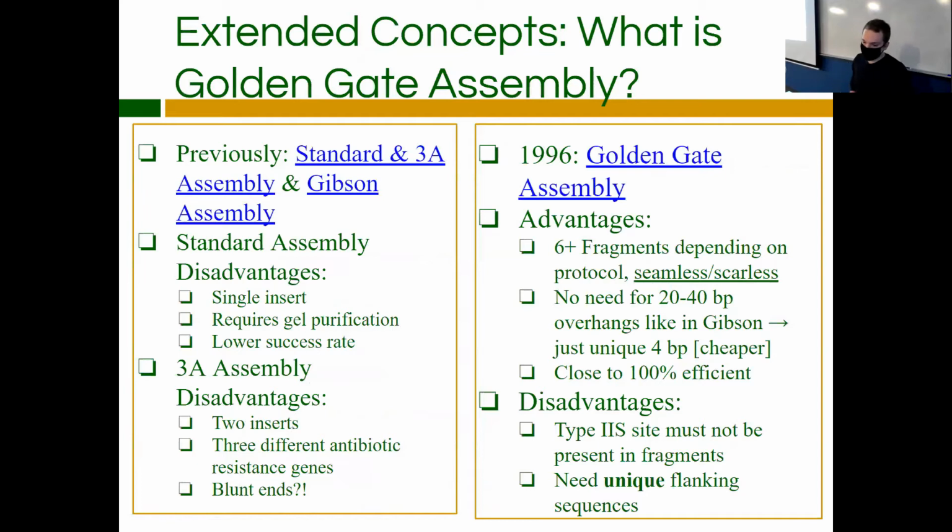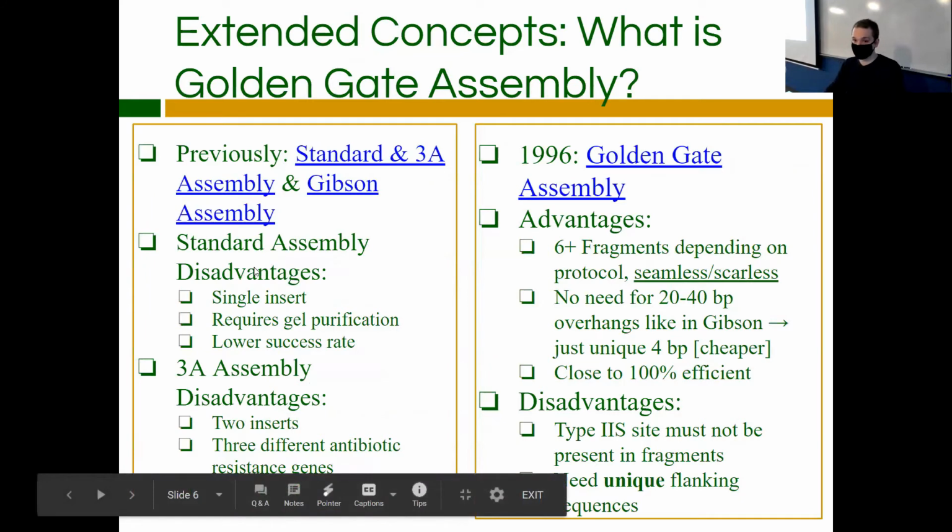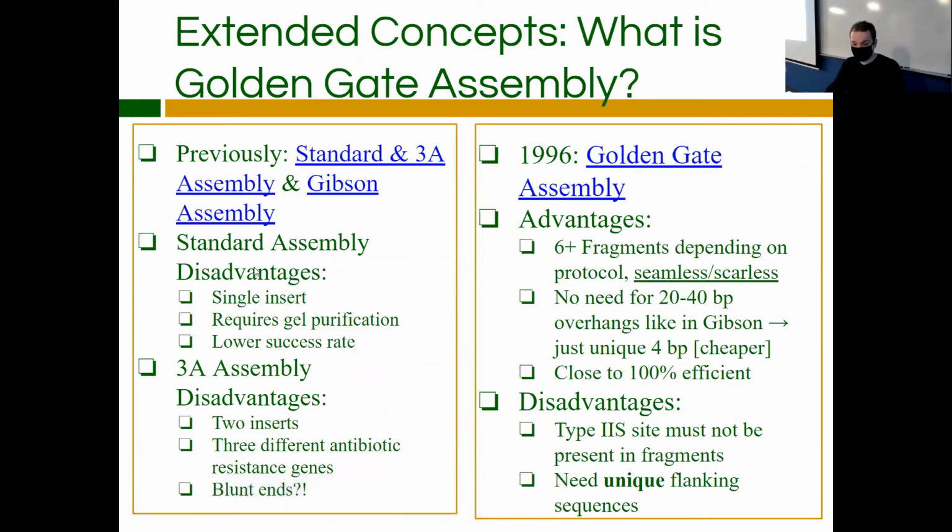Next I want to move on to Golden Gate assembly. This should go by, I would say, pretty quickly. I'm going to briefly go over this. In the past, I've covered this in the Gibson assembly protocol. But previously, we covered 3 different types of assembly. The first was standard. In standard assembly, basically, you're just putting one insert into one backbone.